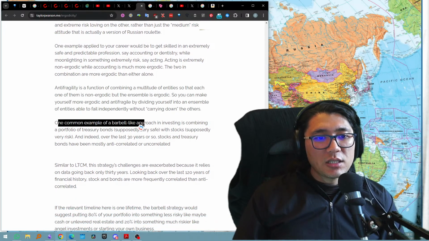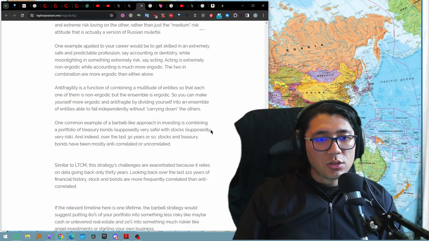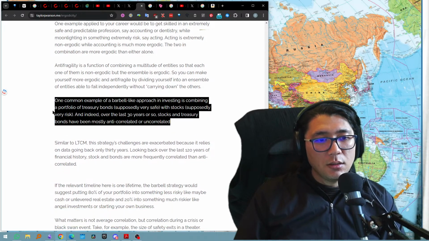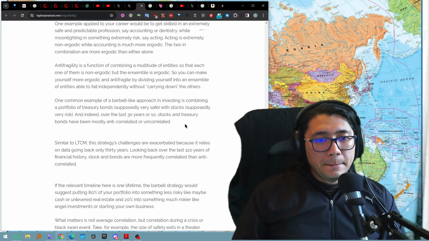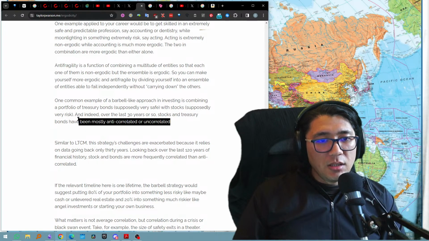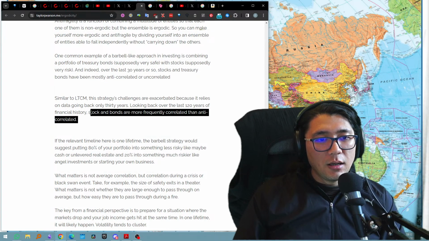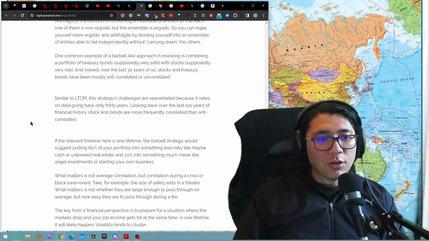Antifragility. One common example is combining a portfolio of treasury bonds, supposedly very safe, with stocks, supposedly very risky. Okay, I do this actually. That's how I invest. And indeed, over the last 30 years, stocks and treasury bonds have been mostly undercorrelated or uncorrelated. Similar to LTCM, these strategies' challenges are exacerbated because it relies on data going back only 30 years. Looking back over the last 120 years, stocks and bonds are more frequently correlated than anti-correlated.